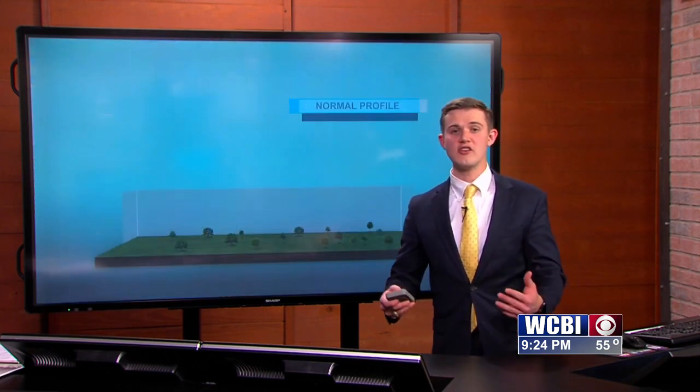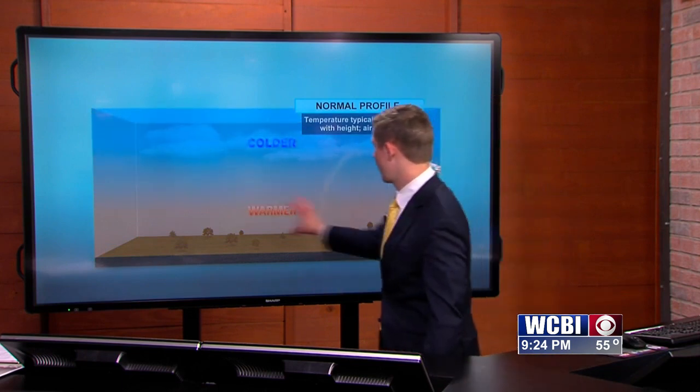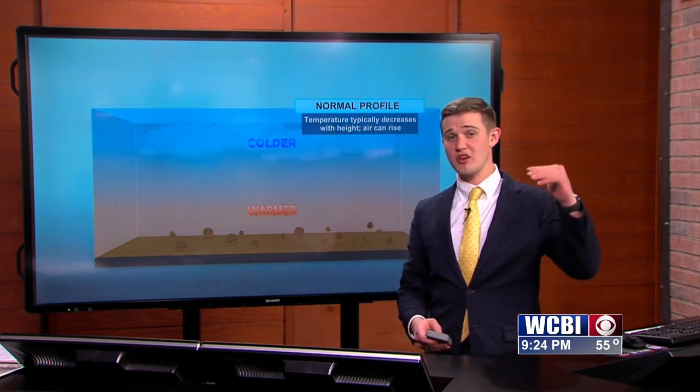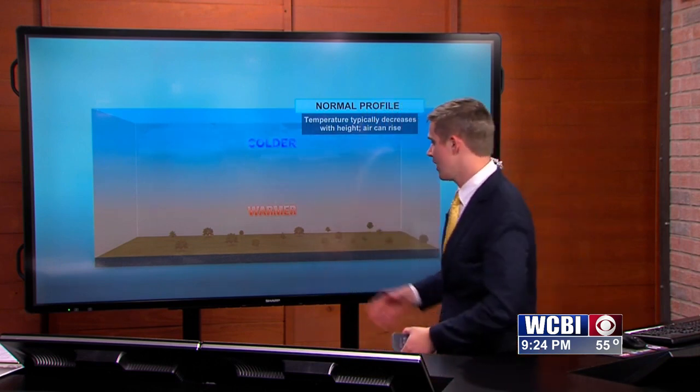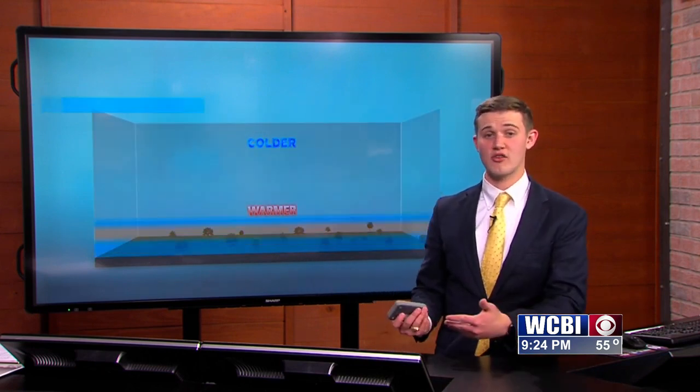And really what you need to know here is that in a typical atmosphere, you have warmer air at the bottom and colder air at the top. That's just because temperature tends to decrease as you get higher in the atmosphere. This warm air also tends to rise up, and that's how you get thunderstorms. That's how you get some clouds forming through the process of convection.